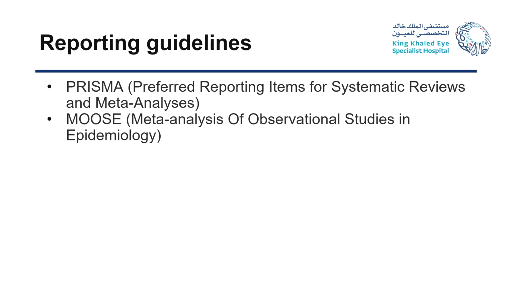The reporting guidelines, the famous ones are PRISMA and MOOSE for observational studies. The PRISMA is a 27 item checklist and MOOSE is a 35 item checklist. You can find it also online.